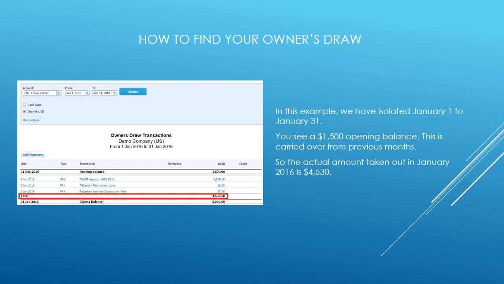What we've done in this report is isolated from January 1st to January 31st of 2016. So the opening balance is everything prior to that. And then once you get past the opening balance from December 31st, you're going to see all the activity since then. So we are able to see that the actual amount taken out for owner's draw in January 2016 is $4,530.50. That is the total sum taken out.